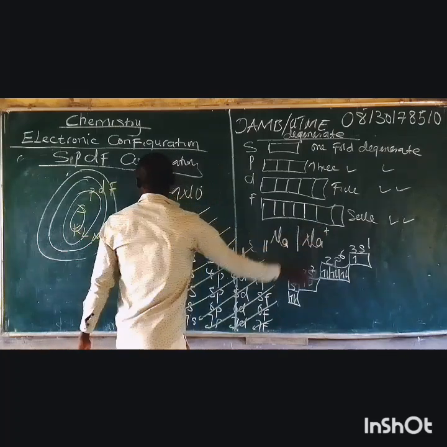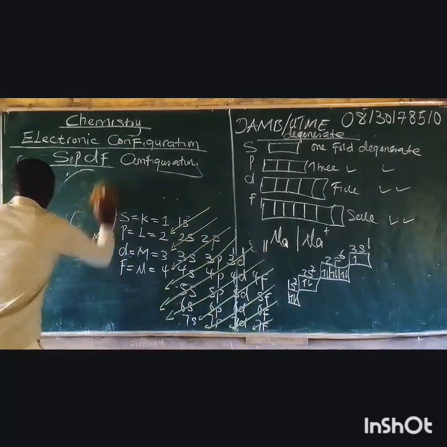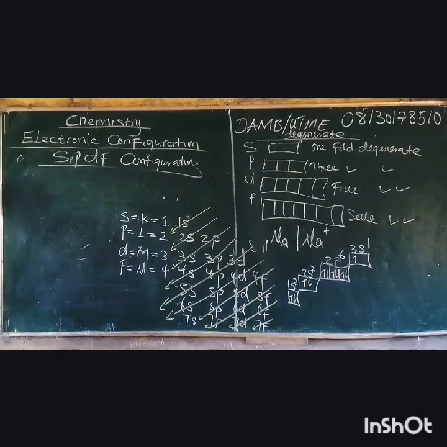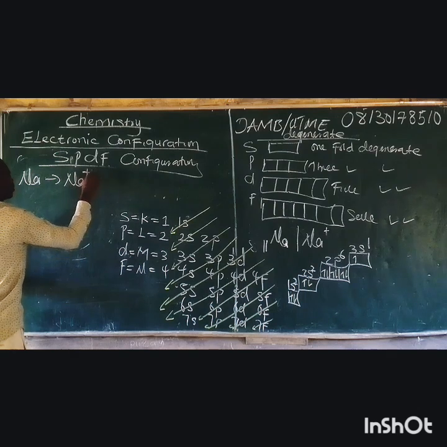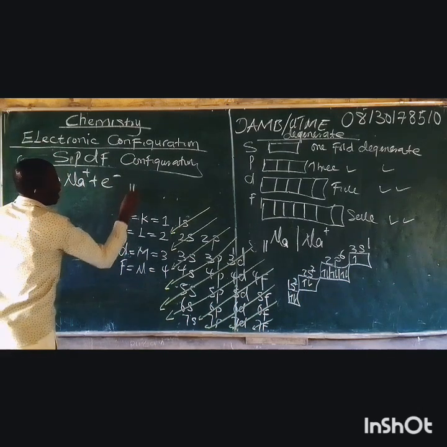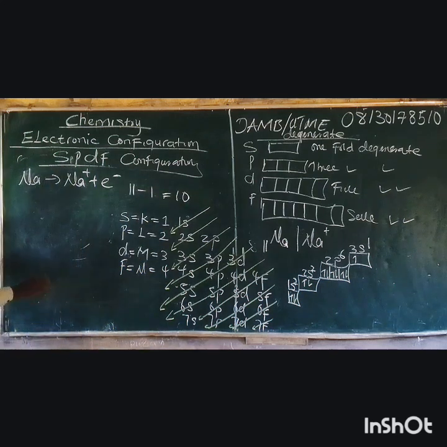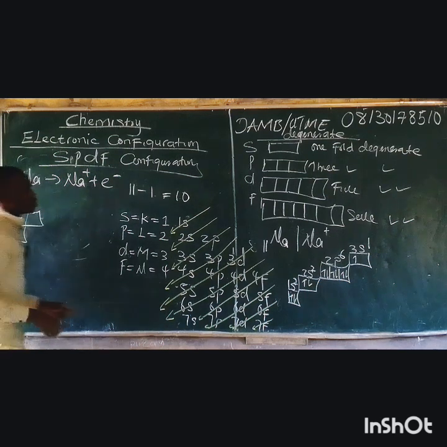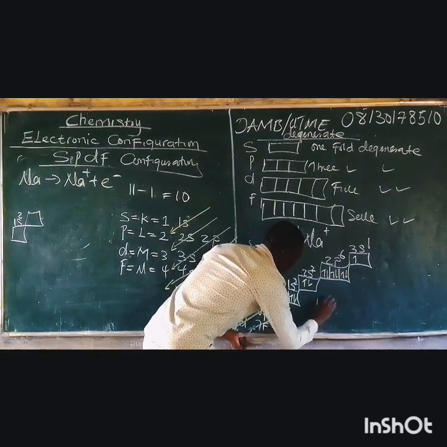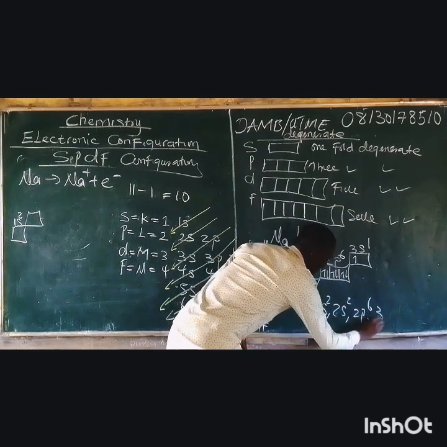But the sodium here is reacting, so let's take care of that. This sodium gives out an electron to become positively charged. So it is now 11 minus 1, which is 10. If 11 minus 1 is 10, the electron configuration will become 1s2, 2s2, 2p6. In case you are asked to interpret, the original is 1s2, 2s2, 2p6, and 3s1.